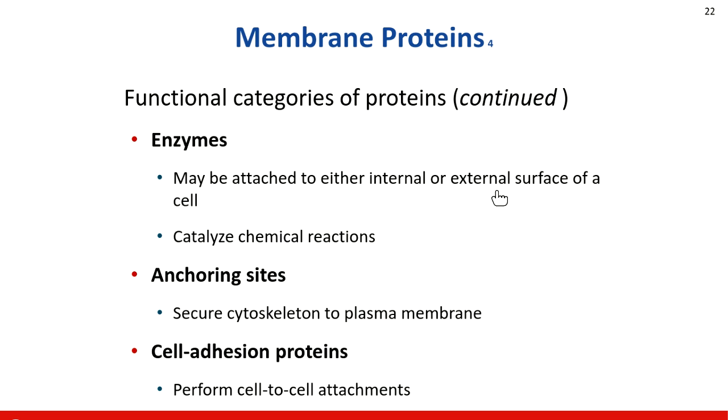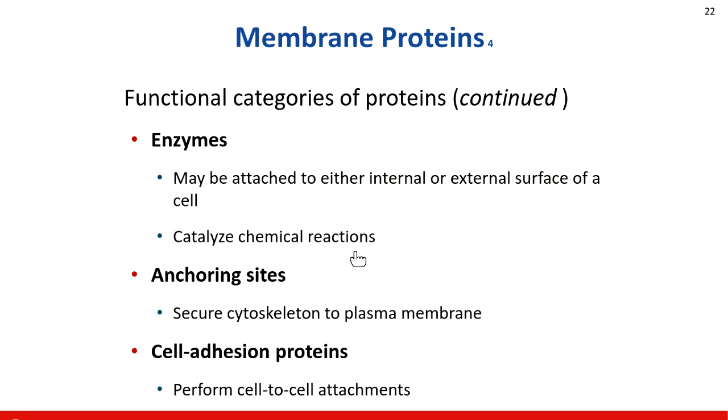These last two, anchoring sites and cell adhesion proteins, have to do with cell stability and cell structure. The anchoring proteins are just going to be sites, usually peripheral proteins, though some can be integral, that the cell cytoskeleton will attach to. It helps to stabilize cells, give them their shape, and maintain their integrity. It's very important. If the cell starts to lose its integrity and stability, then it can degenerate and become damaged, and then it has to go.